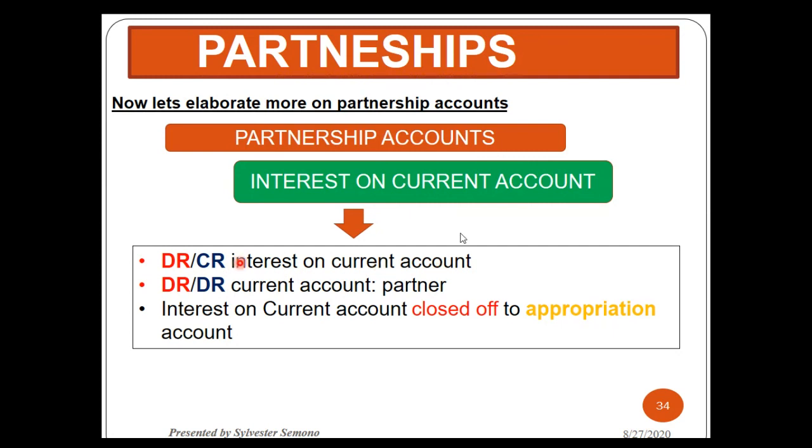Okay. And again, the impact on the current account of the partner will depend on whether the partner has got a positive balance or a negative balance. So the current account can either be affected negatively in the form of a debit. Sorry, here I meant credit. It can also be affected positively. So my apology for this one, I meant credit. So just change this to be what? A credit. And again, the interest on current accounts are closed off to the appropriation.